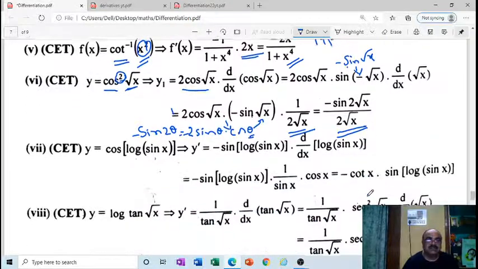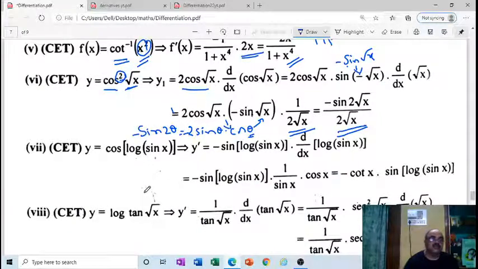Next one. Y equals cos of log of sin x. There are three functions here to be taken care of. Differentiation of cos needs to be done, differentiation of log needs to be taken care of, and differentiation of sine needs to be taken care of. Three things.